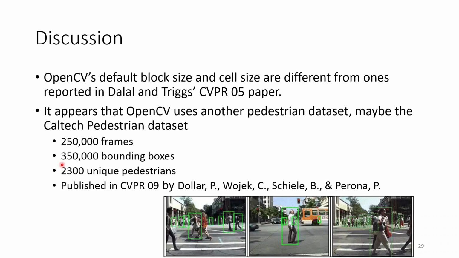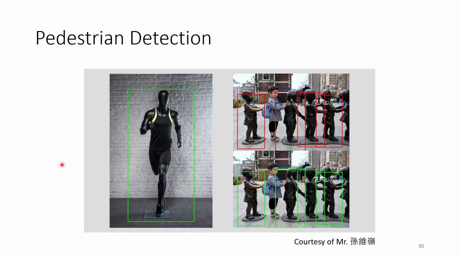With a larger dataset, when they train the algorithm again, they may find another set of best parameters. So I think this may be the reason. So let's go back to the question asked by Dr. Sun last week. Why? It is clearly a statue, but the algorithm told me this is a pedestrian.